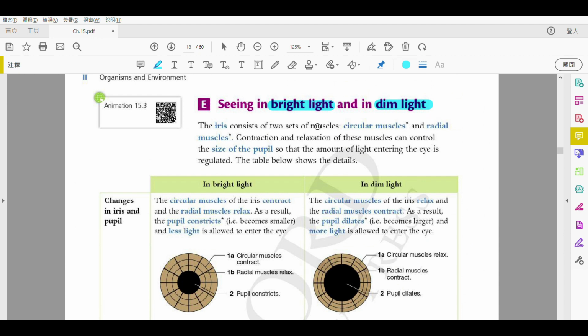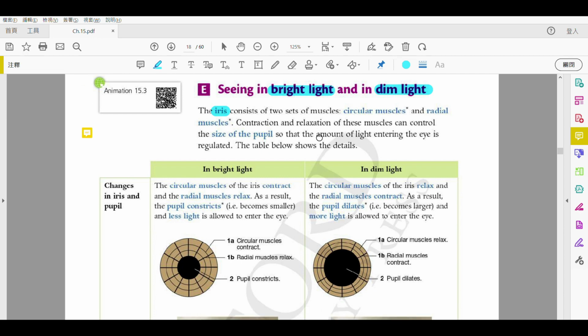Okay? So remember, we've said that there are two pairs of structures inside our eyes. One of them is the iris and pupil. Please write it down here, in a blank space, alright? This is the first pair. So iris and pupil. So first of all, remember, iris is the muscle.